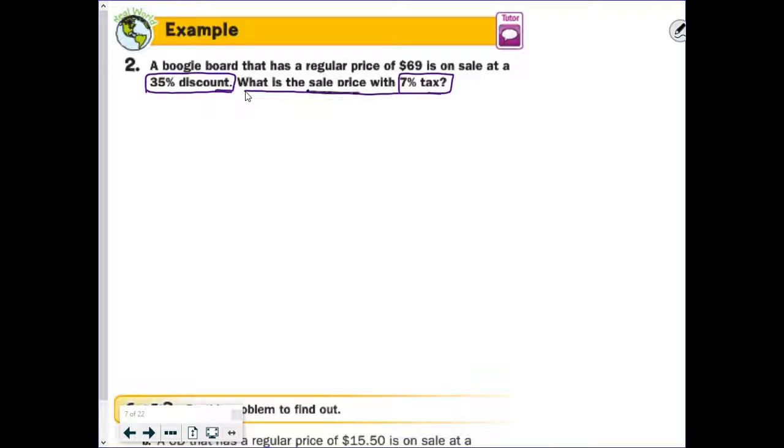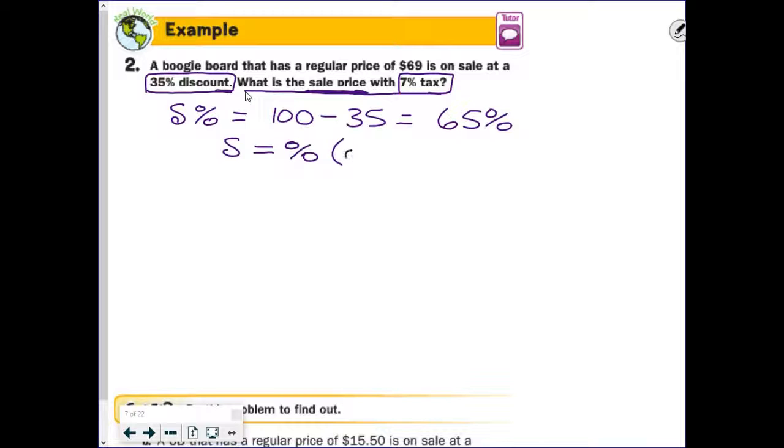So again, we are looking for a sale price. So the sale price percent is going to be found by taking 100% of the cost and subtracting the percent of discount, which is 35%, which means we're going to pay for 65% of the original cost of the item. Using our sale price equation, it would be sale price equals percent of sale price times the original cost.